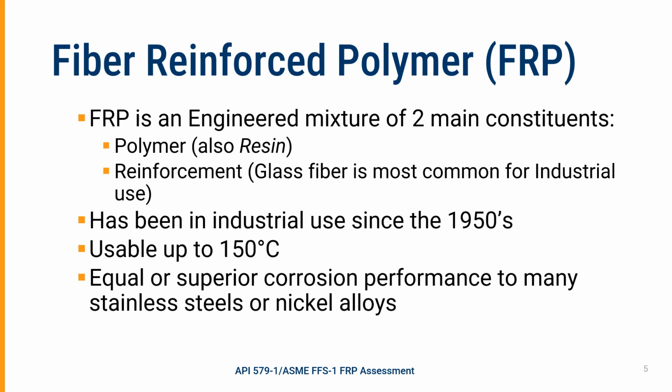It is usable up to about 150 degrees Celsius. That actually is highly dependent on the polymer or the resin that was used to make the FRP. Most of the time, the limit is 82 degrees C. And it is equal or superior in corrosion performance to many stainless steel or nickel alloys. The only thing that is really significantly different, especially in acidic applications, is the temperature. If the temperatures are too high for FRP, you have to resort to some of those materials.